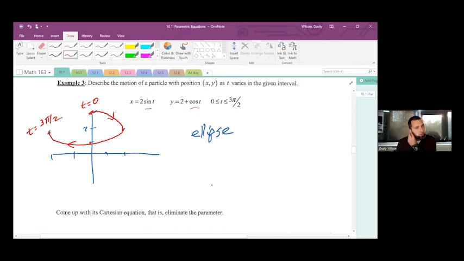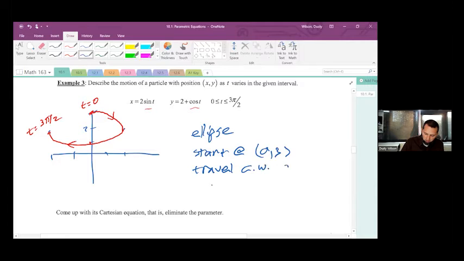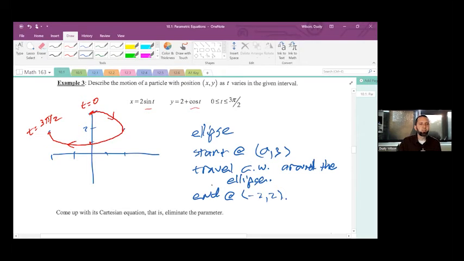We're traveling clockwise. So if we want to describe the motion of the particle, the particle is going to start at 0, 3, travel clockwise around the ellipse. It's going to end at, it looks like, -2, 2. And the ellipse is not completed.